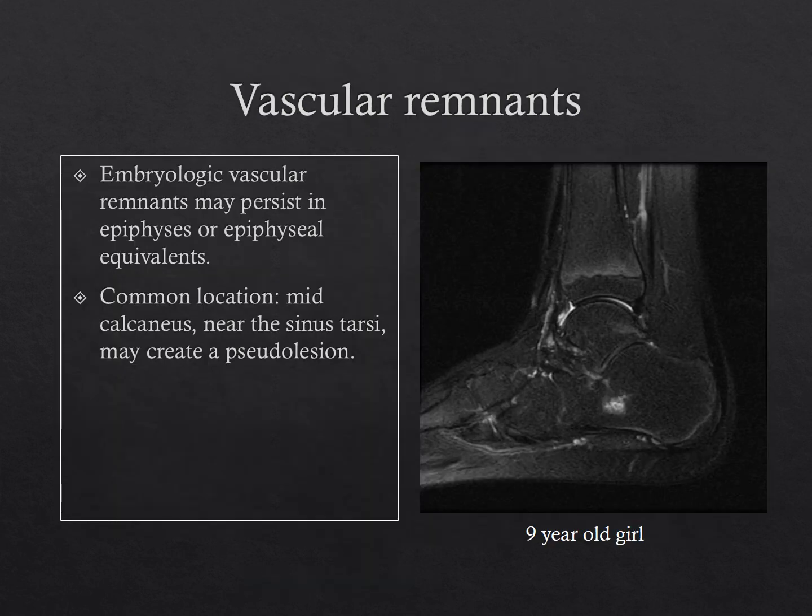This is another normal variant sometimes seen in the feet of children. There may be residual embryologic vascular remnants within epiphyses or epiphyseal equivalents. A common location is in the central calcaneus near the sinus tarsi. This should not be confused for a bone lesion.